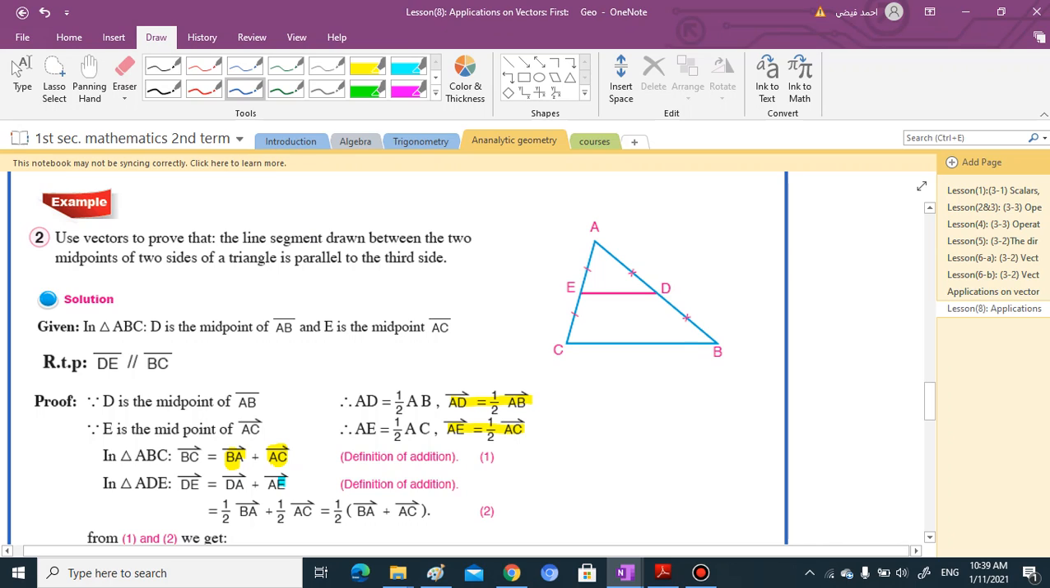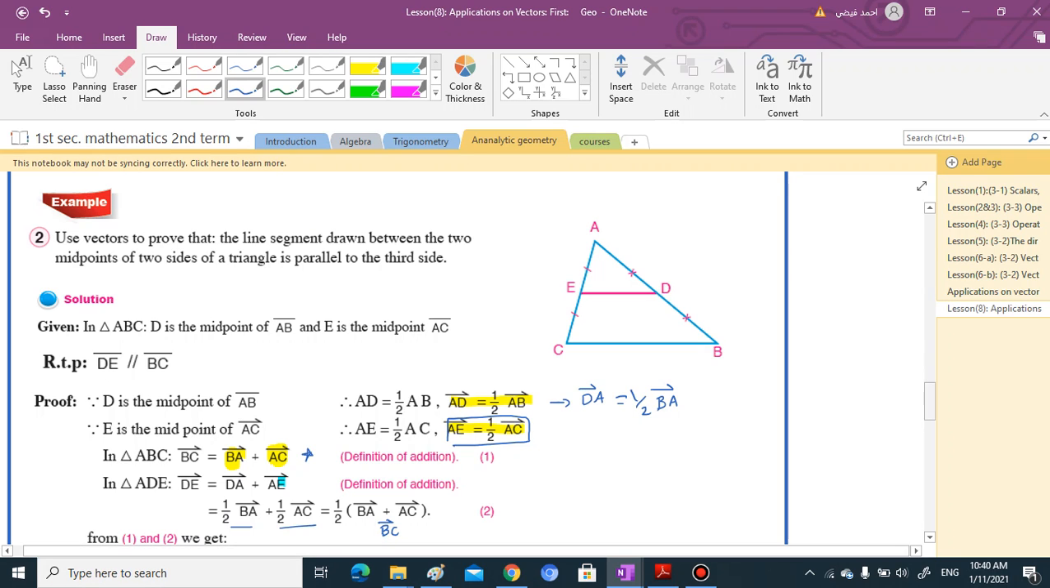So if we want to find DA, we have AD equal to half AB. So DA, the directed line segment, will be half BA. So DA will be half the directed line segment BA, and we have AE equal to half AC. So we have DE equals DA plus AE, and DA equals half BA, and AE equals half AC. So we can take half as a common factor. So we have BA plus AC, and we say that BA plus AC is equal to the directed line segment BC.